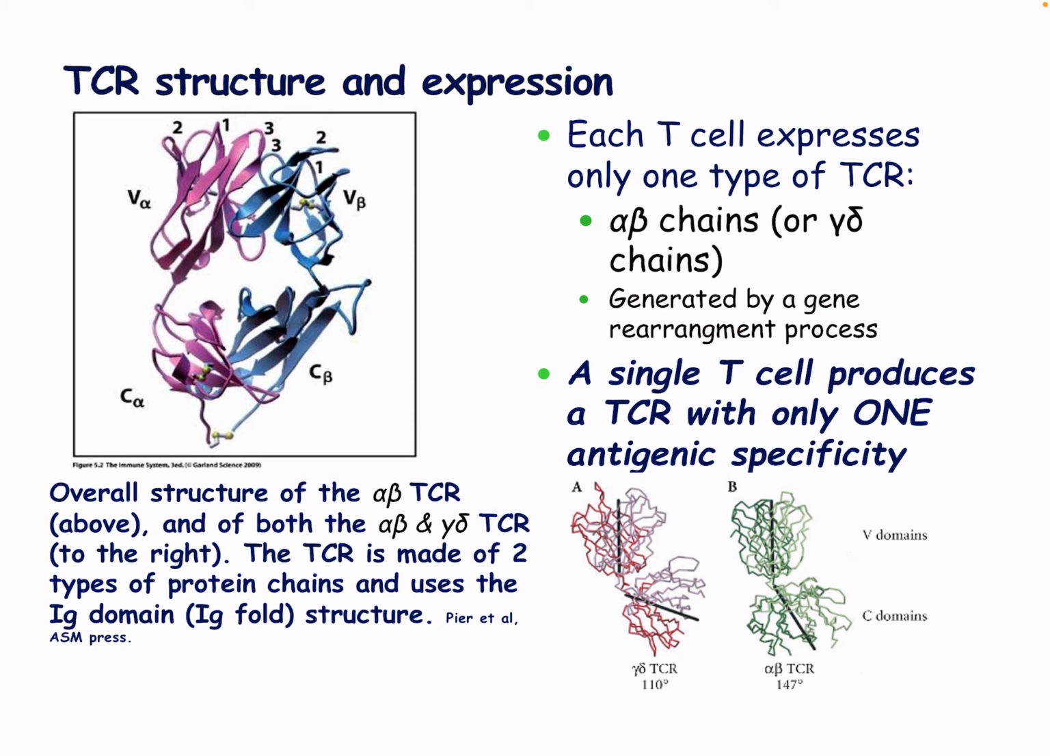Each T cell expresses only one type of T-cell receptor. So we have either alpha, beta, or gamma, delta, and not any combination of the both. And these are generated by gene rearrangement. A single T cell produces a T-cell receptor with only one antigenic specificity. As we discussed, same with B cells, they can only respond to a certain antigen. The T-cell receptor is made up of two types of protein chains and uses the immunoglobulin domain fold. That's why it gets that immunoglobulin superfamily designation.